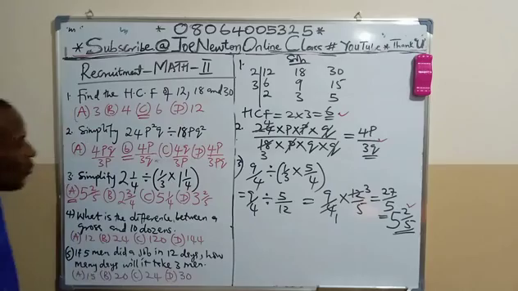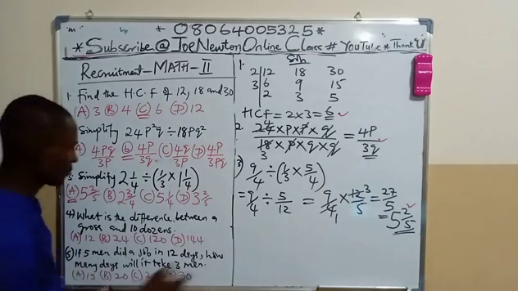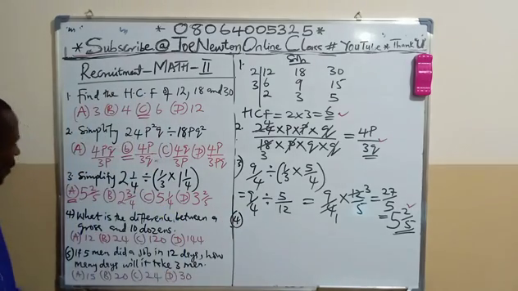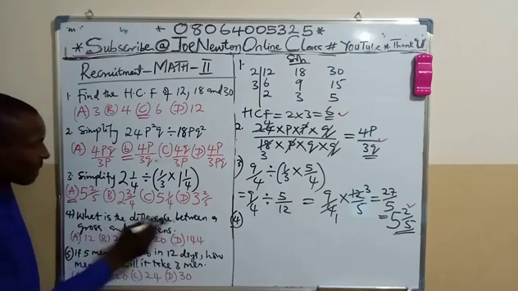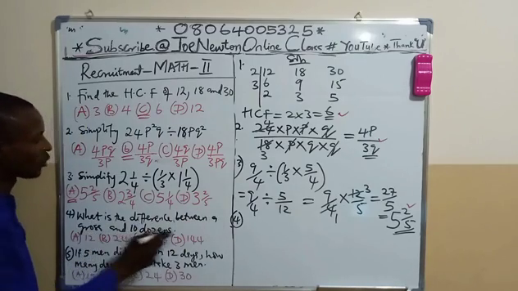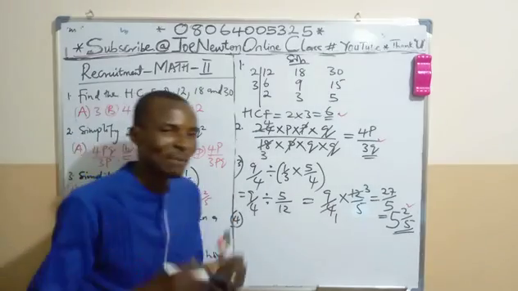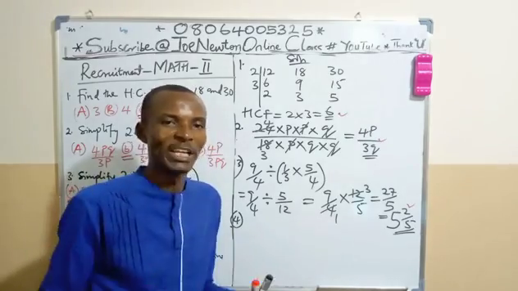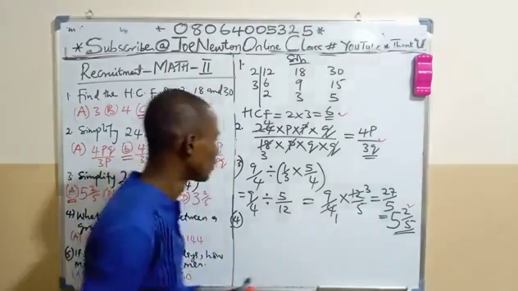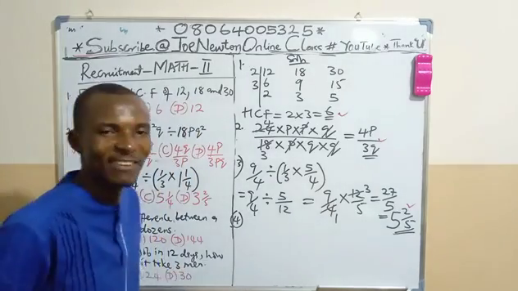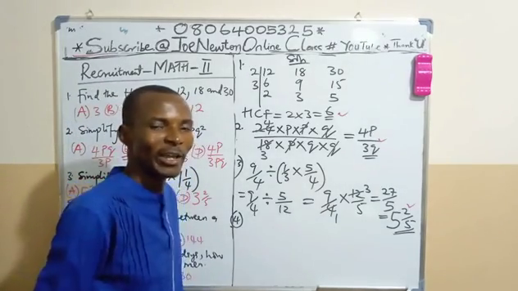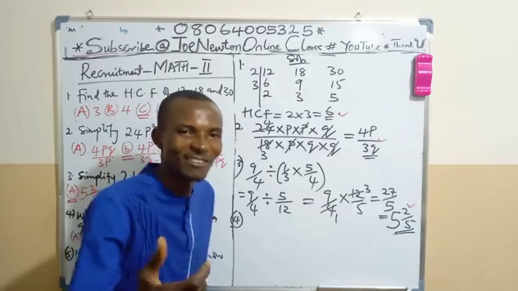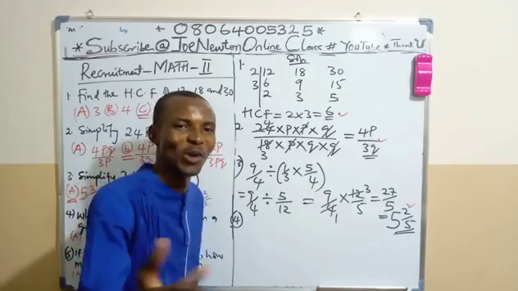Okay. Now let's look at number 4 question. Number 4 says, what is the difference between a gross and 10 dozens? Now, difference in mathematics, in a word problem, means minus. Product means multiplication. So be mindful of that. So a gross means 144. Then a dozen is 12. Then 10 dozens now becomes 10 times 12.